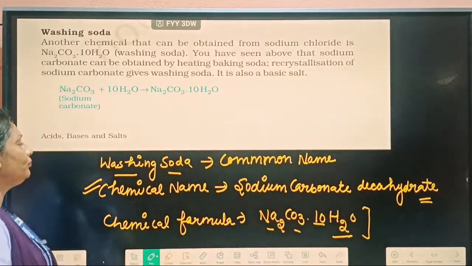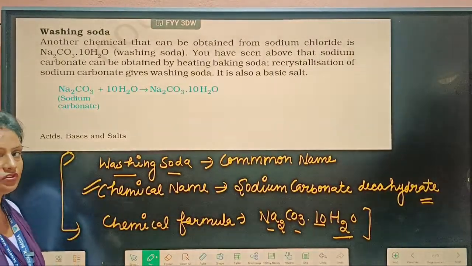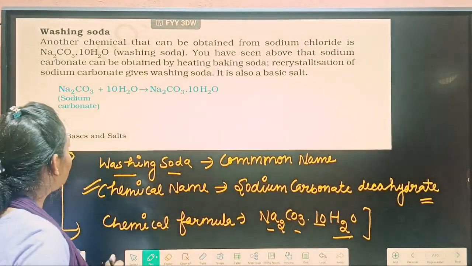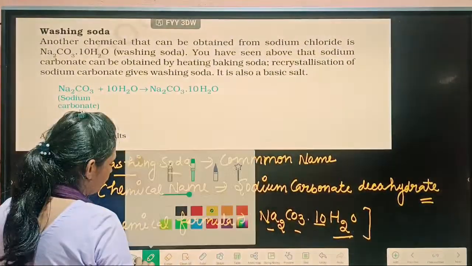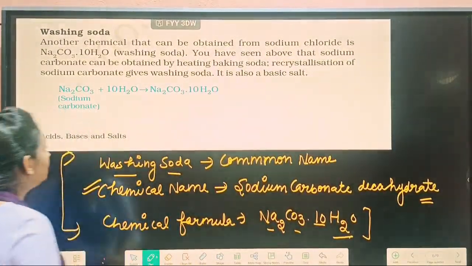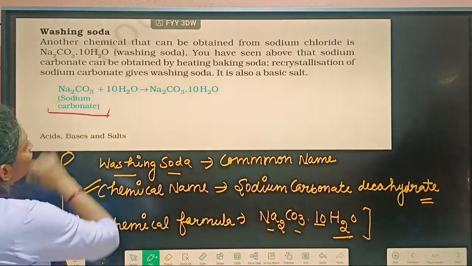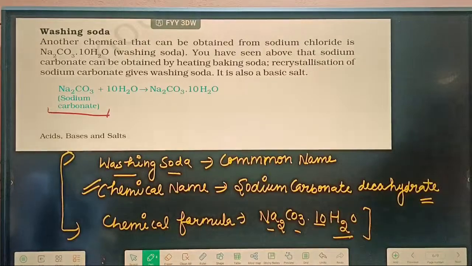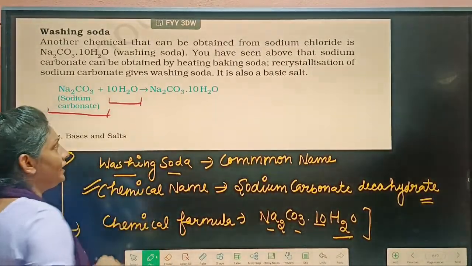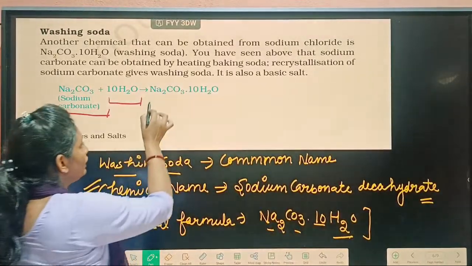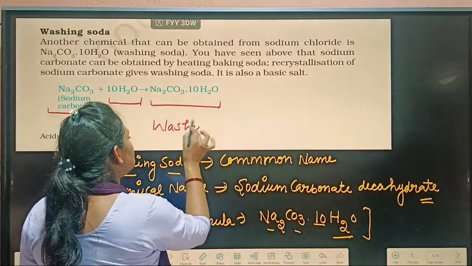Now students, how can we prepare washing soda? We should know about that also. For preparation, students, we need sodium carbonate. Sodium carbonate is Na2CO3. When 10 water molecules are added to this, it gives us washing soda.